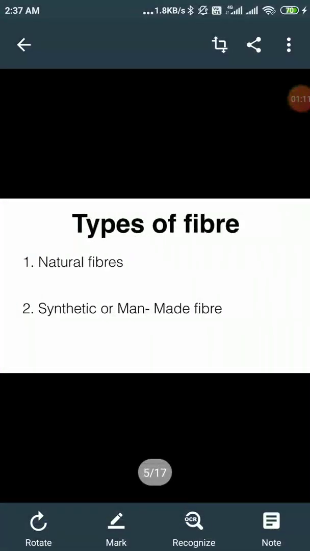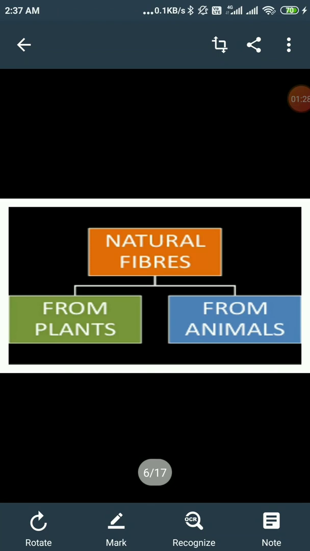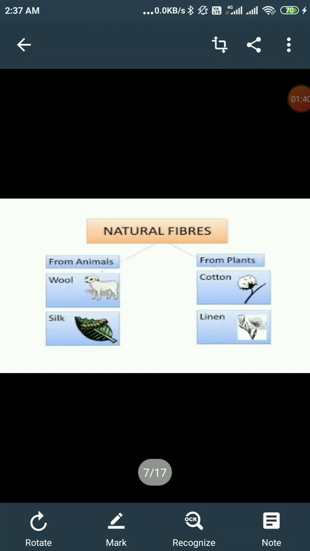So students, we'll learn about the types of fiber. Fibers are basically two types: natural fiber and synthetic fiber. Natural fiber, definitely we are getting from two sources, either from plant sources or else from animal sources. The fiber which nature provides to us naturally, and in nature only plants and animals are there.